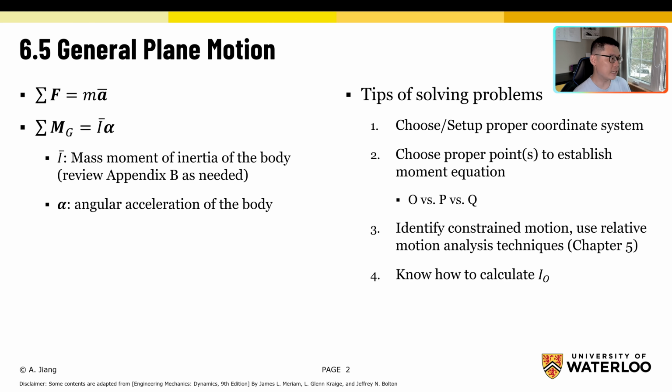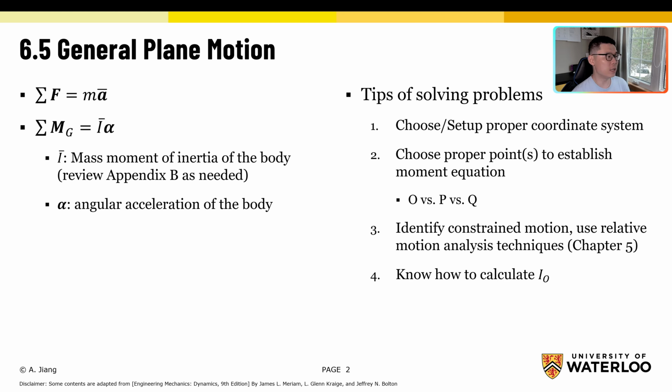Step 3, identify constrained motion. Use relative motion analysis techniques as needed. That was from chapter 5. Sometimes you can use absolute motion analysis, that's fine. Sometimes, especially for constrained motion, you want to consider using the relative motion analysis techniques you learned.